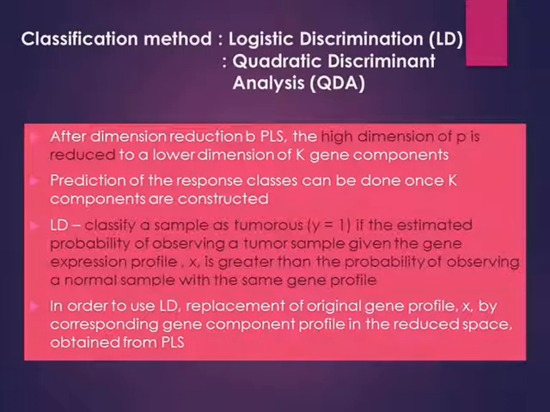LD is used to classify a sample as tumorous, denoted by y equal to 1, if the estimated probability of observing a tumor sample given the gene expression profile X is greater than the probability of observing a normal sample with the same gene profile.